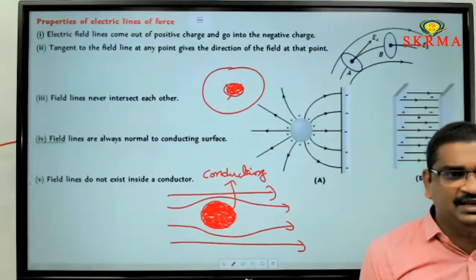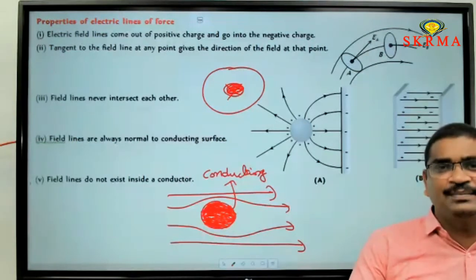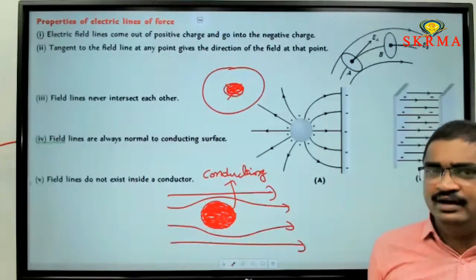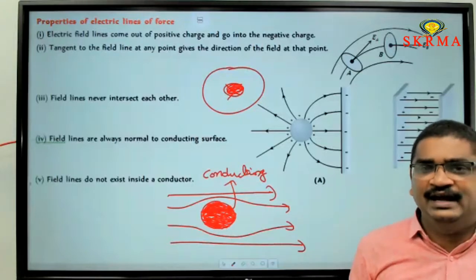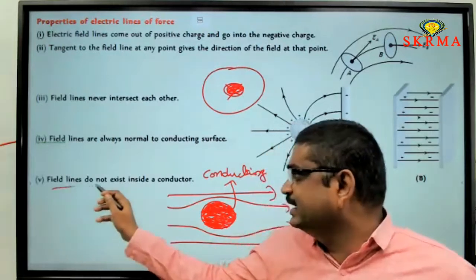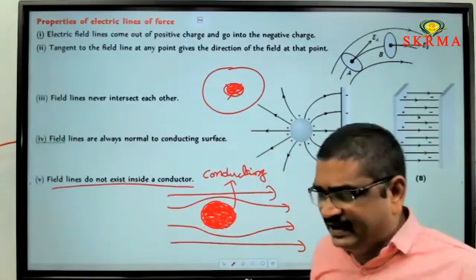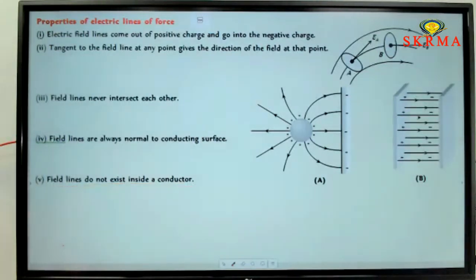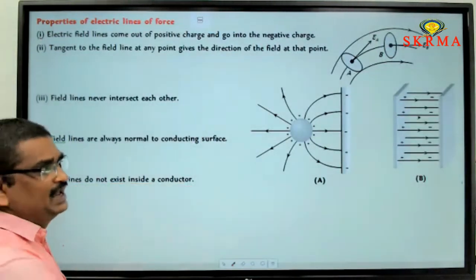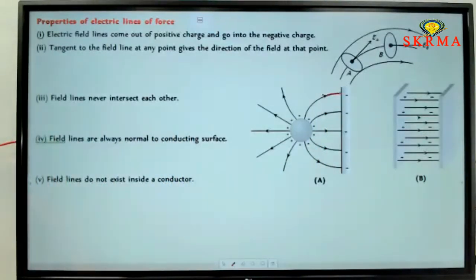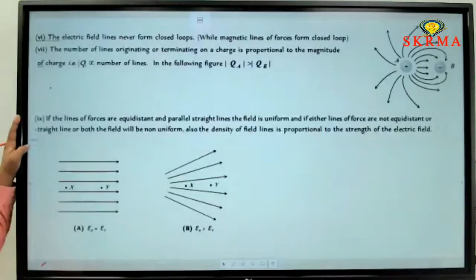What is meant by electric field shielding? If you want to protect any operators from electric fields, you have to place them within a conducting one. That is called electric field shielding. So what is the conclusion from this point? No electric field lines are there within a conductor. Next, for a plane surface, electric field lines should be perpendicular to that surface.